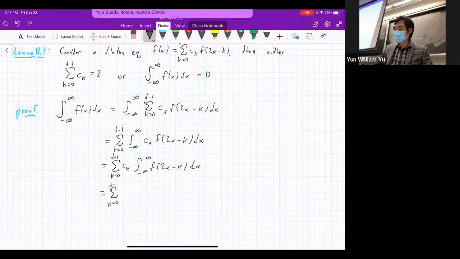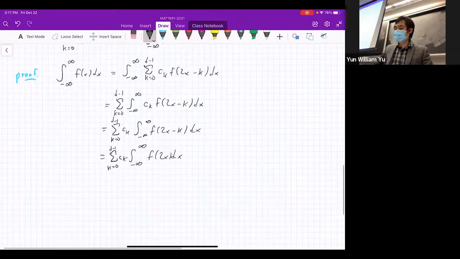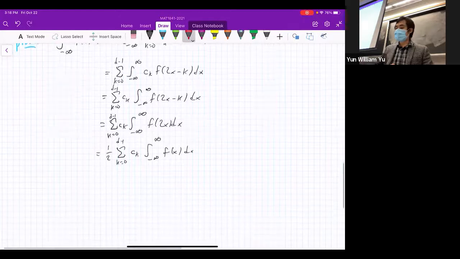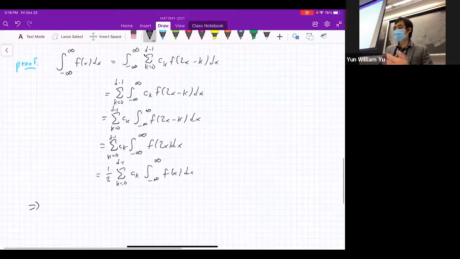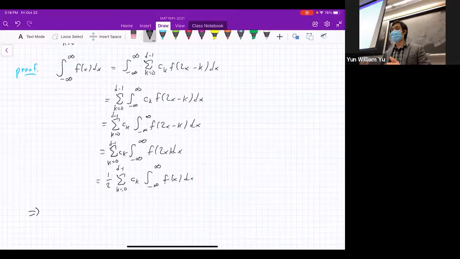So ck integral from minus infinity to infinity of just f of 2x dx, which is equal to 1/2 times the sum from k equals 0 to d minus 1 of ck integral from minus infinity to infinity of f of x dx, which basically proves the theorem, because then that's equal to the integral from minus infinity to infinity of f of x dx. And so therefore, either this part has to be equal to 0 or the sum of the ck's has to be equal to 2.